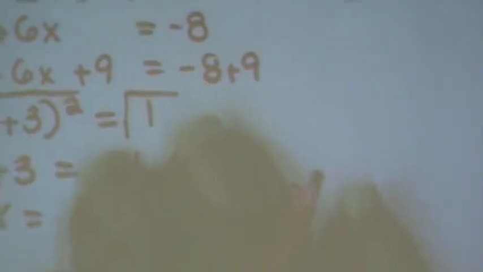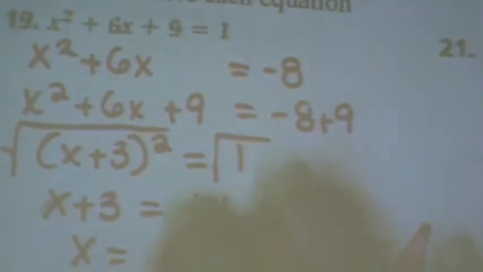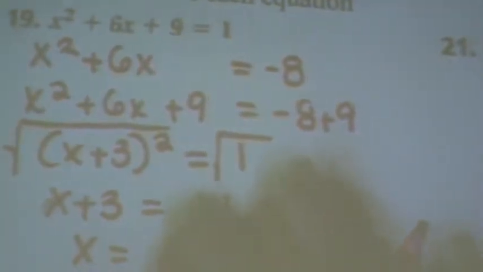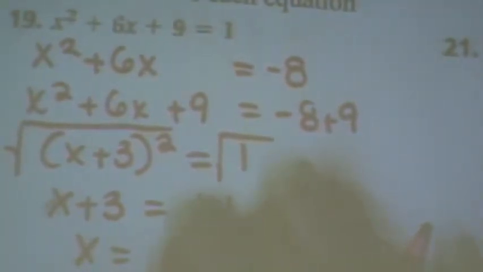What'd you get? I wanna see what you got first. What'd you guys get? X equals -3 plus or minus the square root of 1. Okay, but simplify it. Can you break any of those answers down more?